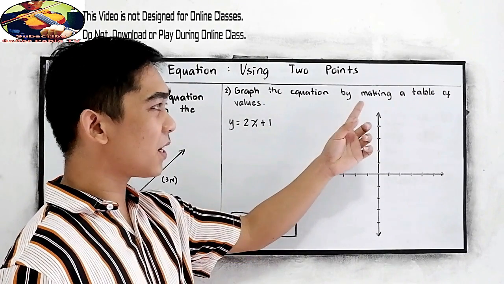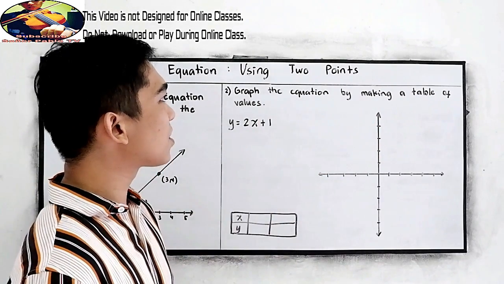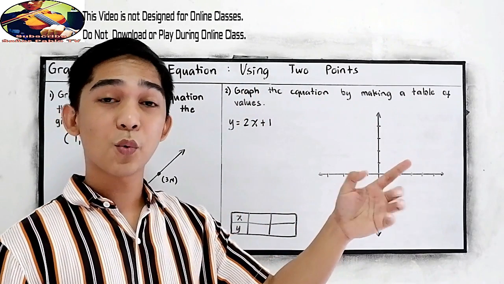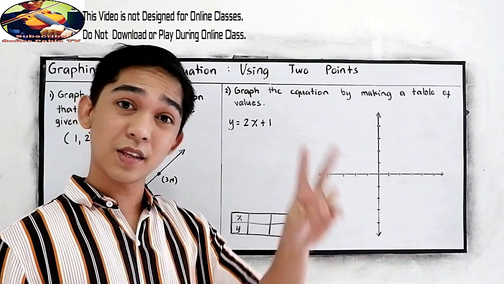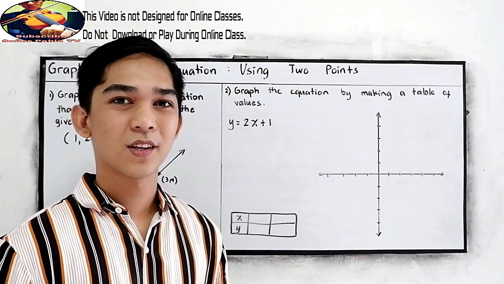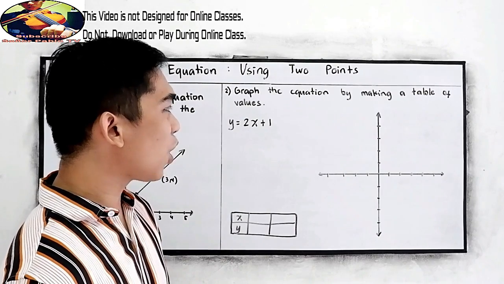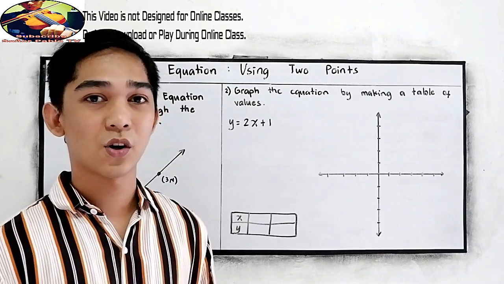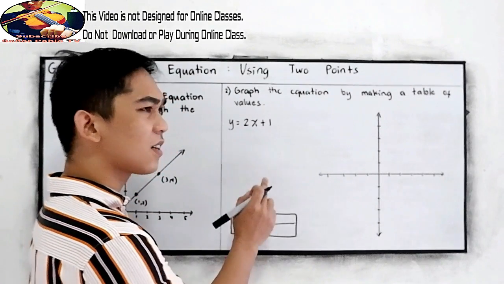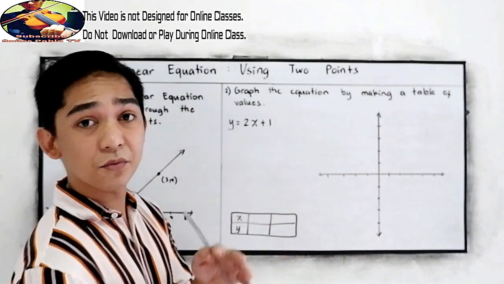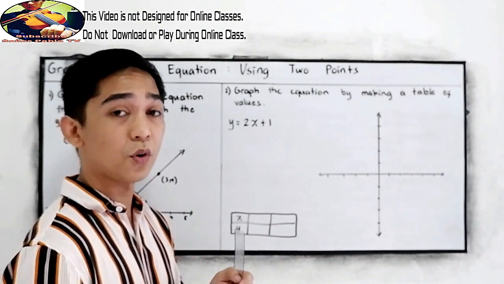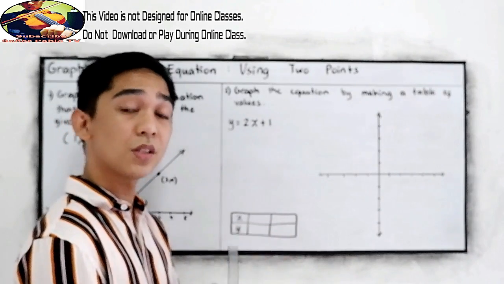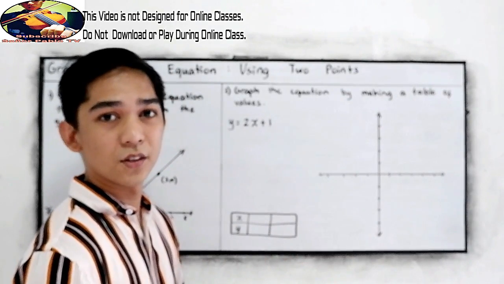And now, let us try this. Graph the equation by making a table of values. Since we're in our topic using 2 points, we're going to use the table of values to find our points. We're going to set values for x. So, for x, let's say it can be 0, 1, 2. If you want negative numbers, so -2, -1, that's okay.